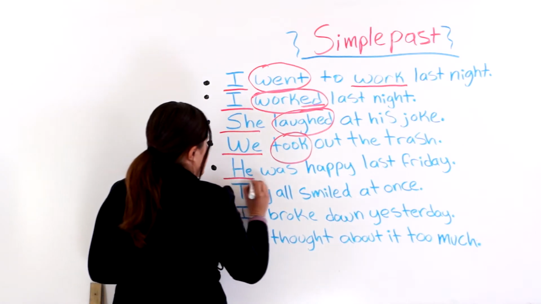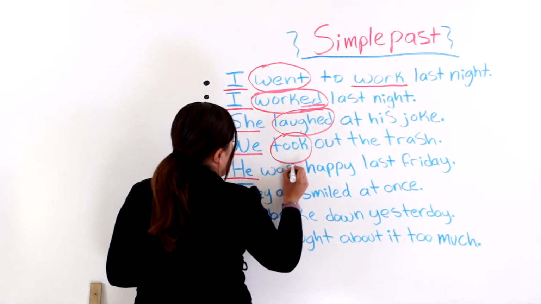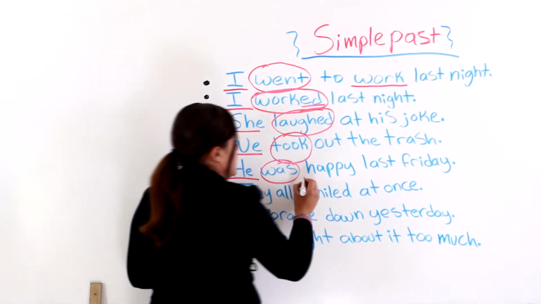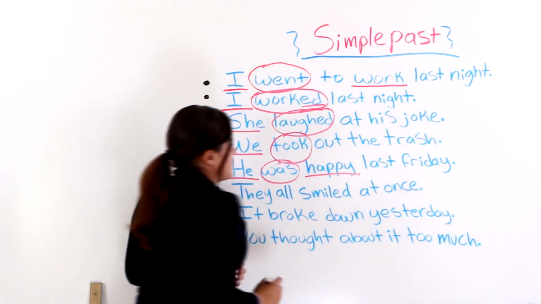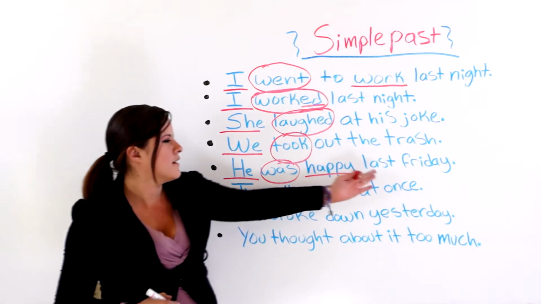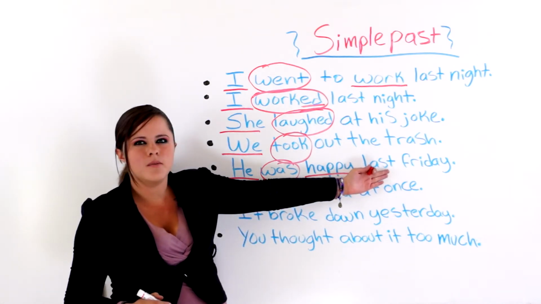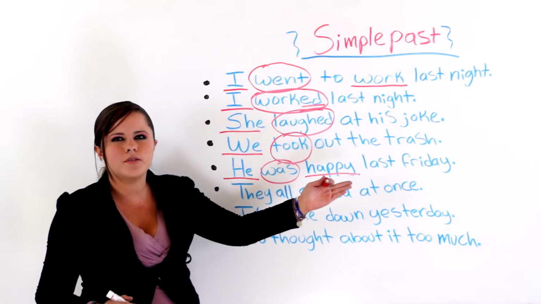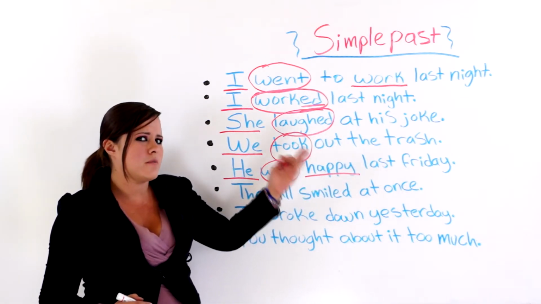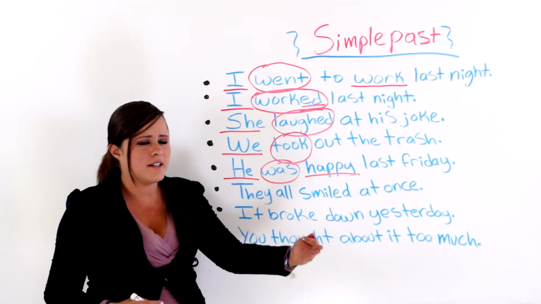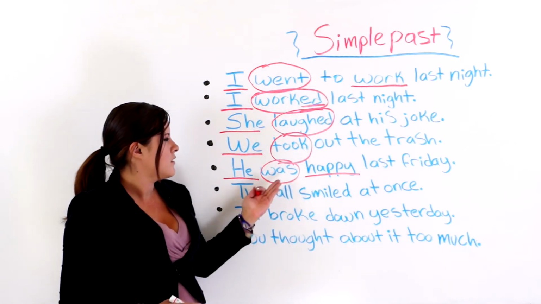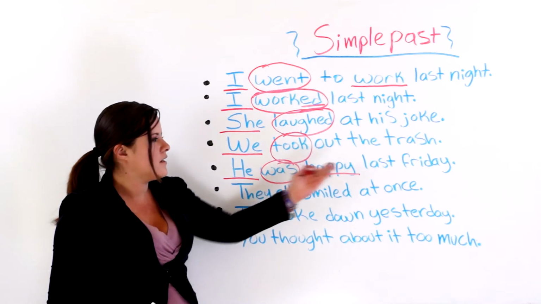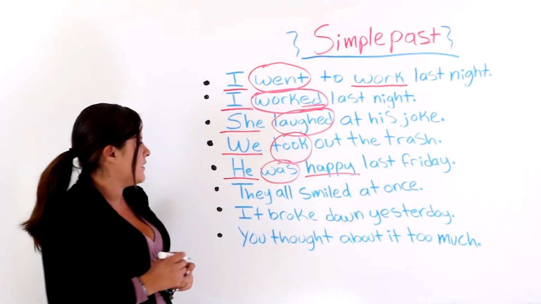Next one. He. Subject. He was. He was what? He was happy. This one is an adjective that describes something. When? Last Friday. Okay? We know it's simple past. But if we said he was going to school, that would be the past progressive, okay? We're not going into that. Remember, simple past. Just the verb in past tense, in simple past, and the complement of the sentence, okay?